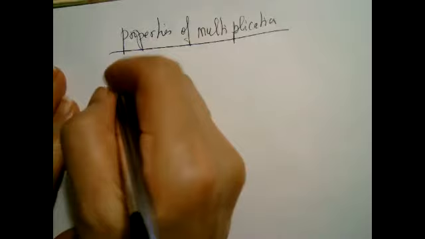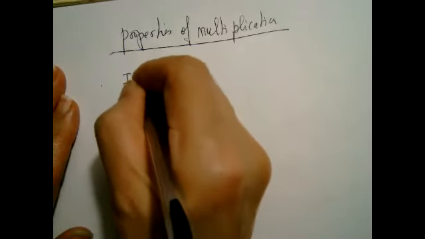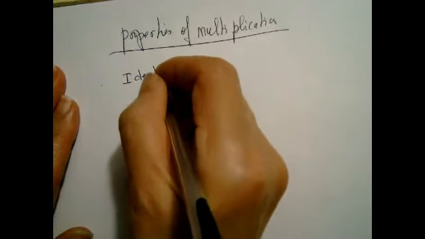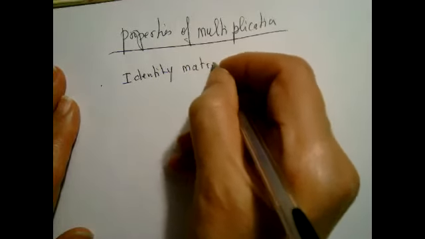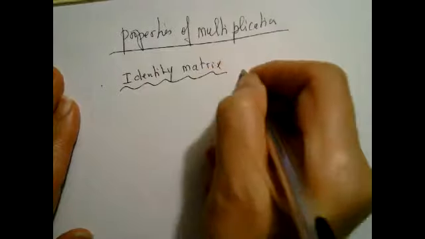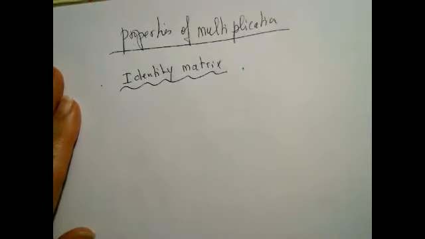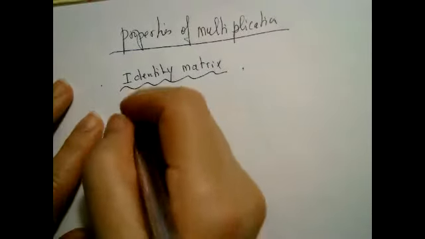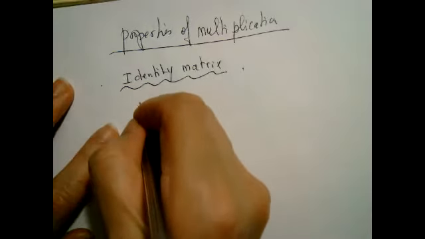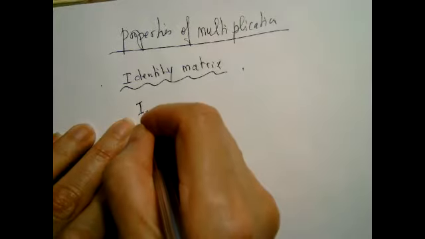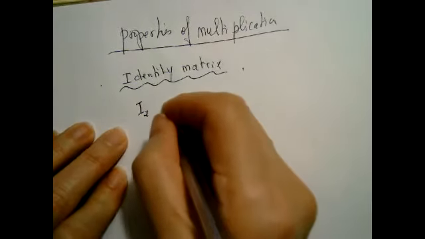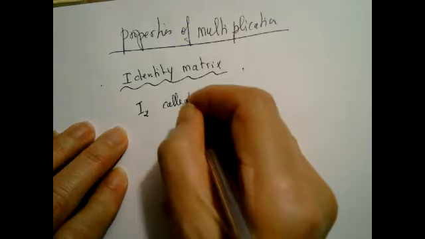But there are other properties that follow. Before this, I need to introduce something called the identity matrix. Okay, so what's the identity matrix? All right, the 2 by 2 identity matrix is I2. That's called the 2 by 2 identity matrix.